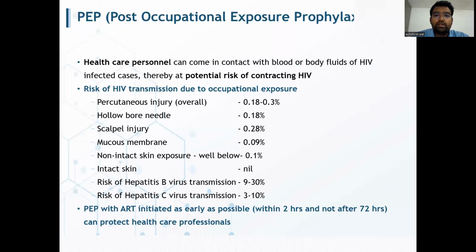Now, post-occupational exposure prophylaxis. Healthcare personnel come in contact with blood and body fluids of HIV infected cases, and thereby are at a risk of potentially contracting HIV. The risk of HIV transmission due to occupational exposures is given below. The risk of HIV, hepatitis B, and hepatitis C transmission is relatively higher.